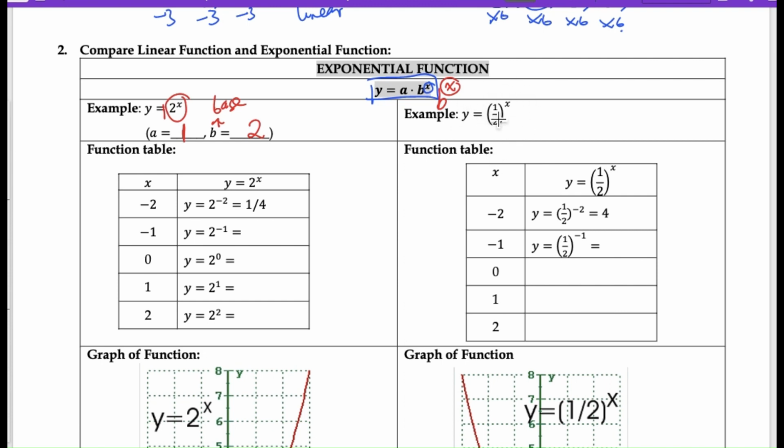The second example I gave you is 1/2 to the x power. For this case, a will be 1, still an invisible 1 multiplying in front, but b, the base, becomes 1/2. Okay, so for the first function, we are going to use a table.